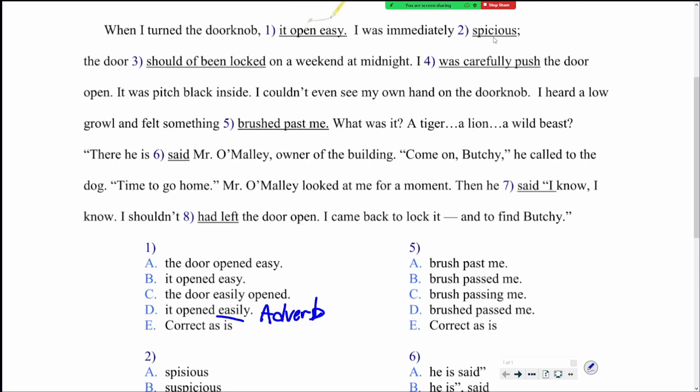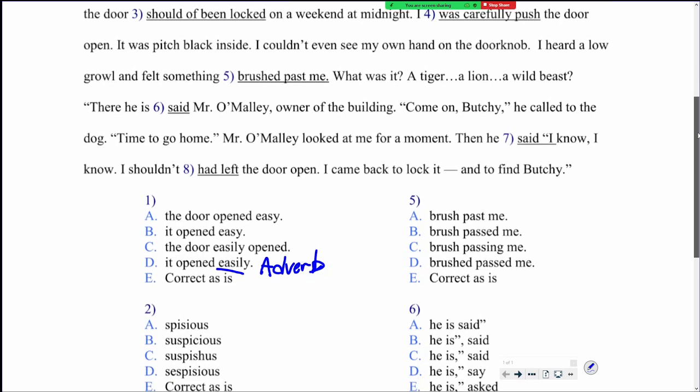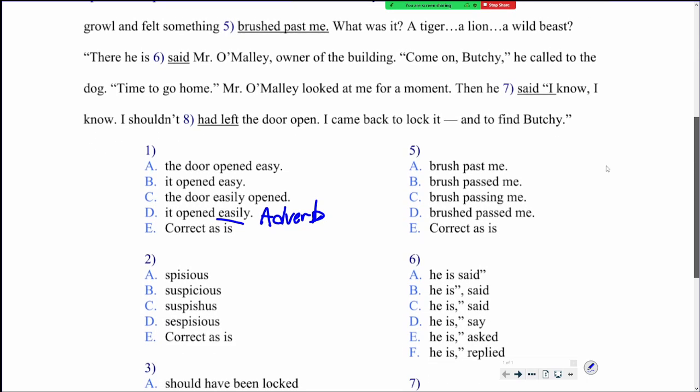I was immediately suspicious. So I think they meant to say suspicious, right? And then we have many kind of misspellings of the word suspicious, but the correct one is B, S-U-S-P-I-C-I-O-U-S.